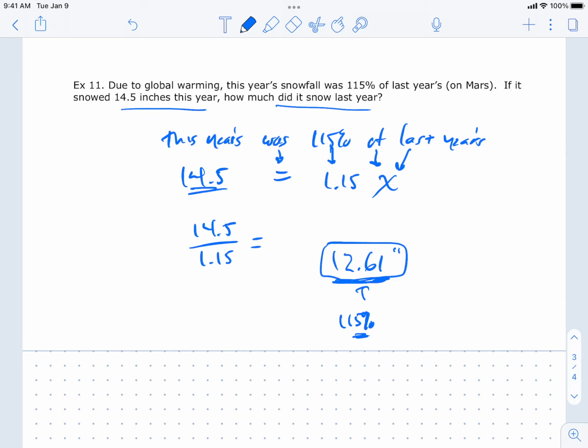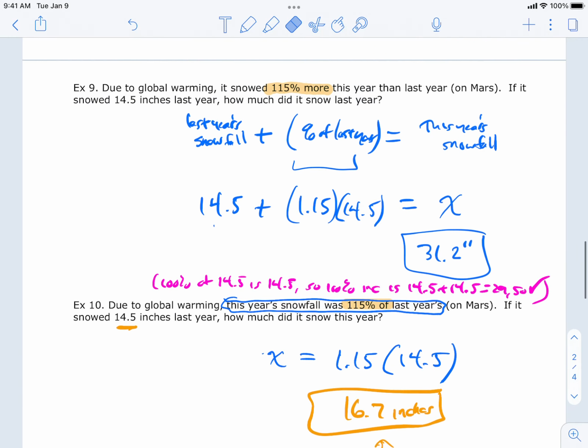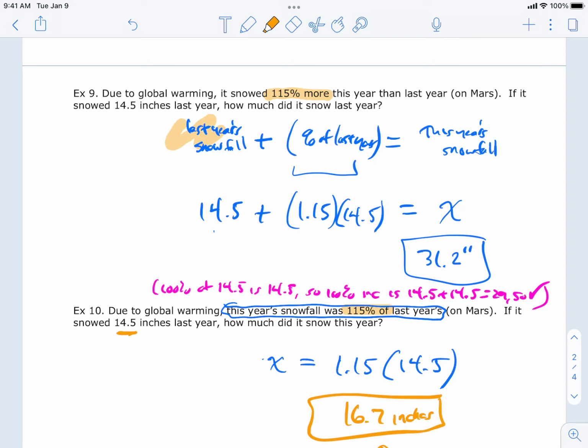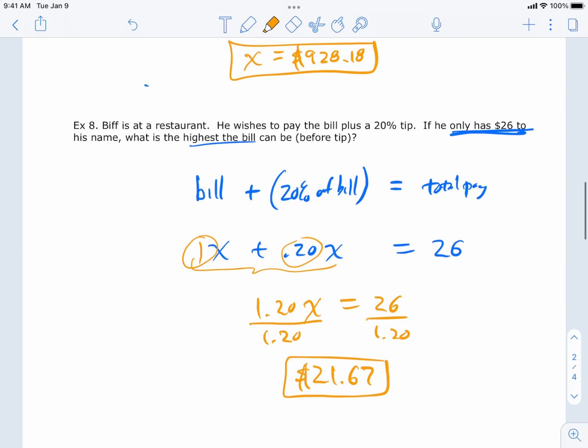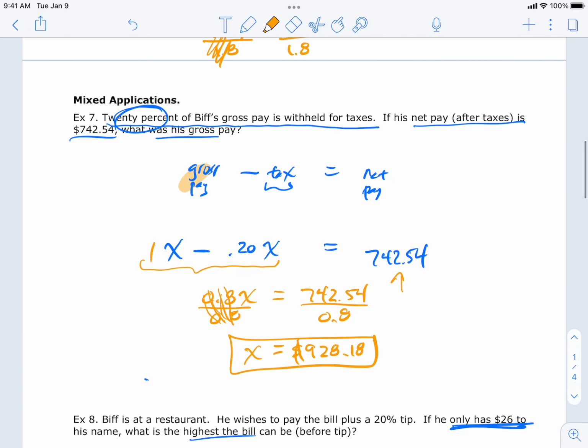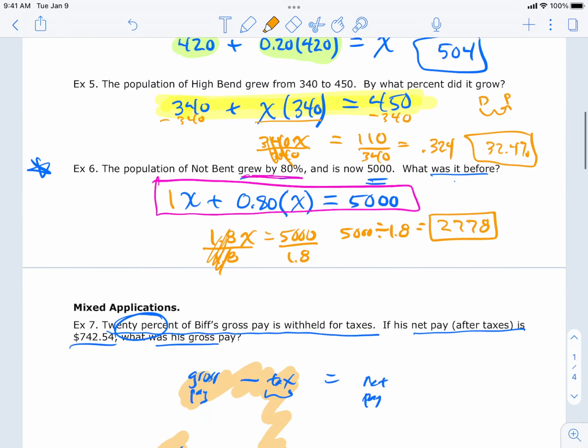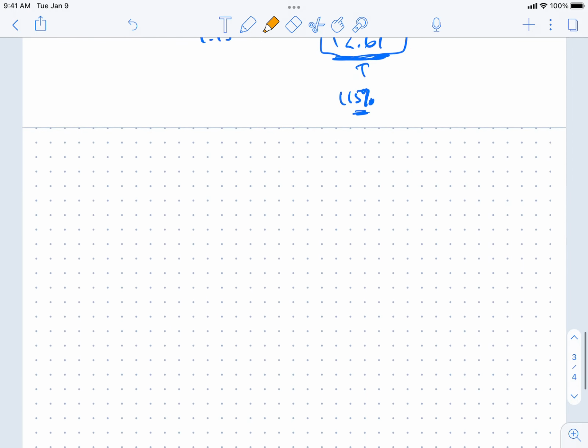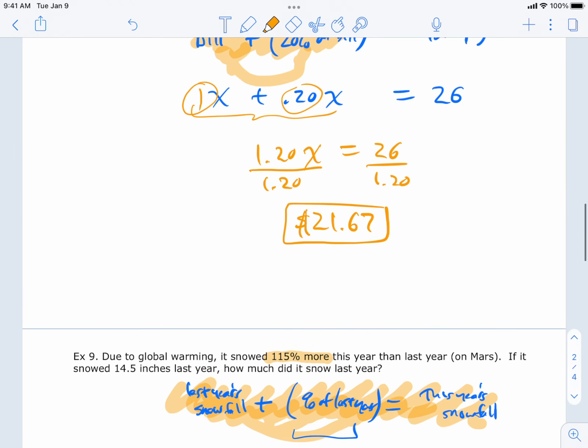So that was a little tricky. That wasn't a percent increase-decrease problem. Well, we know how to do the percent increase-decrease problems. You do them this way. You add a percent of what you started with: last year's plus a certain percent of last year's is always how these things work. The bill plus 20% of what the bill was. It's always how these things work. The gross pay minus a certain percentage of what the gross pay was. It's always how these things work. So I hope you're hip to that pattern. I think we can end here.